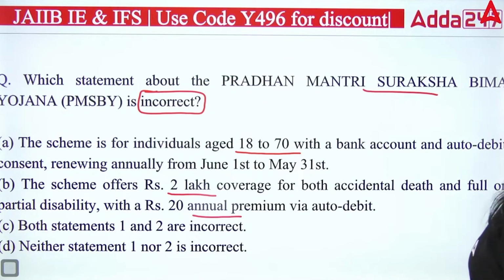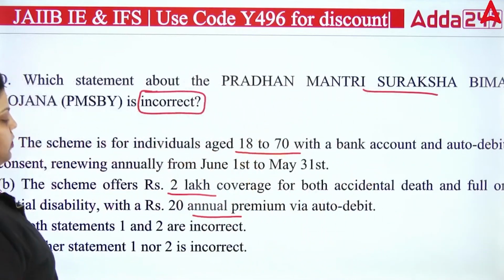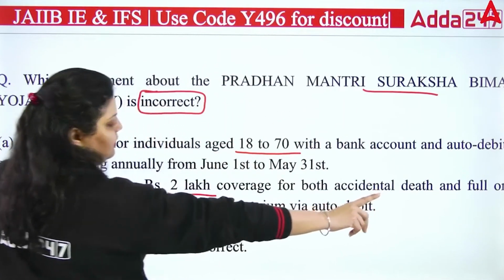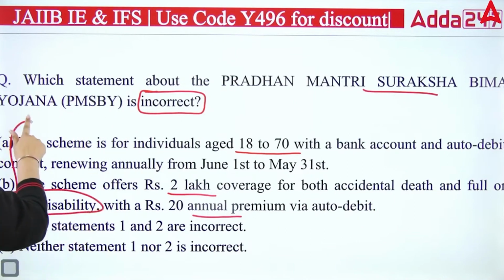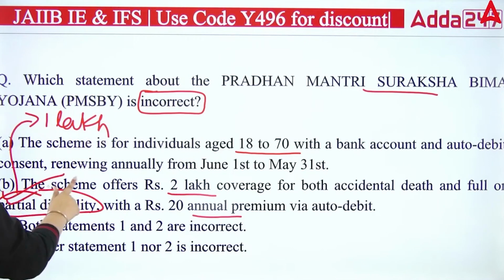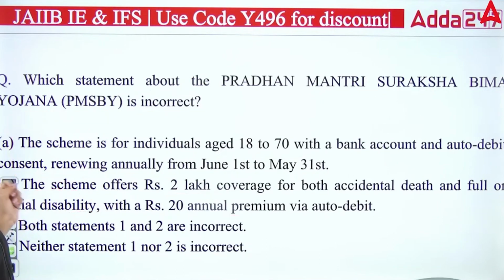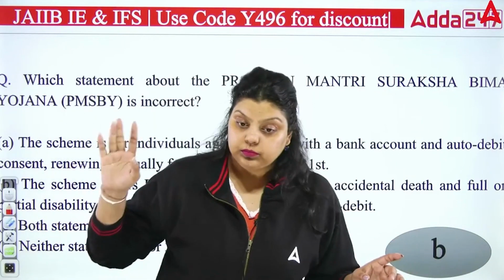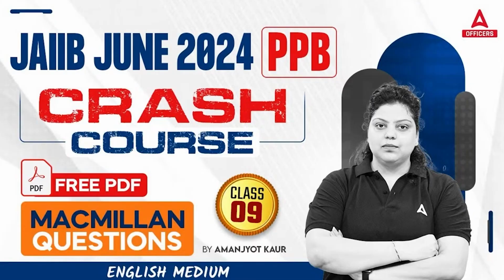And you can see first is correct, but second is half correct, half wrong. What is wrong here? They are saying 2 lakh coverage is there in case of accidental death and full disability. This is true, but not in case of partial disability. In case of partial disability, the insurance cover is 1 lakh. It means the B option is not correct. Right answer will be B, because in case of partial disability, the insurance coverage will be 1 lakh, not 2 lakh. Okay. So right answer is your B option. It's the incorrect one.